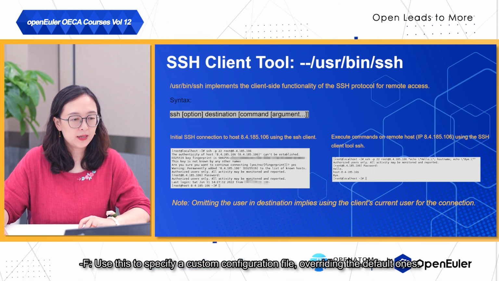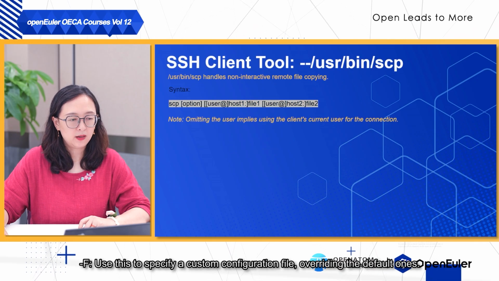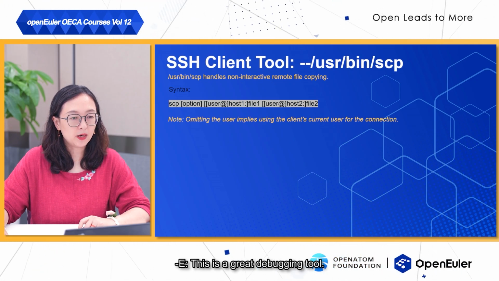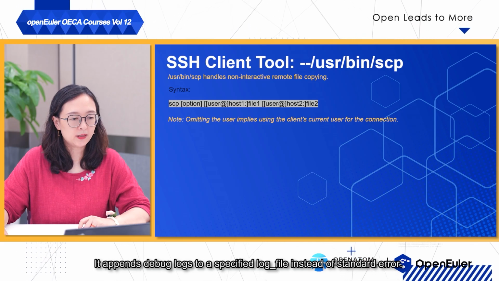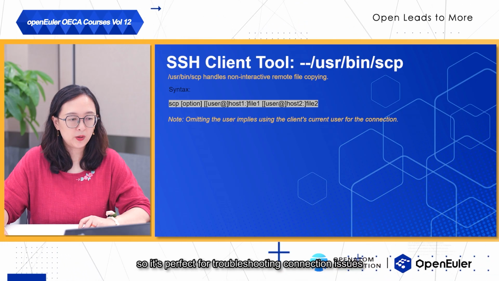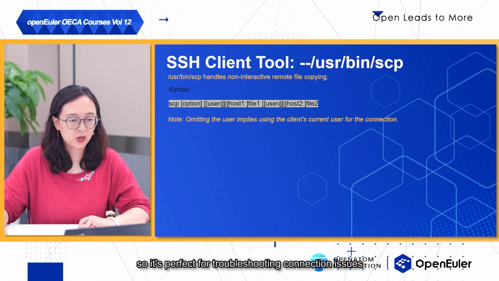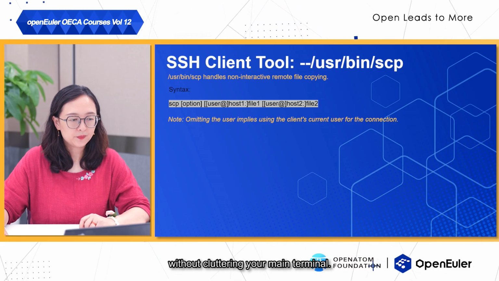-f. Use this to specify a custom configuration file, overriding the default ones. -e. This is a great debugging tool. It appends debug logs to a specified log file instead of standard error. It doesn't affect standard output, so it's perfect for troubleshooting connection issues without cluttering your main terminal.